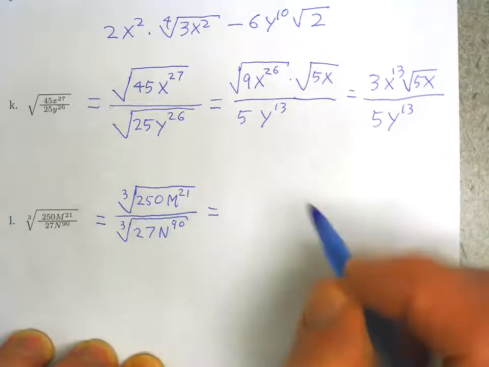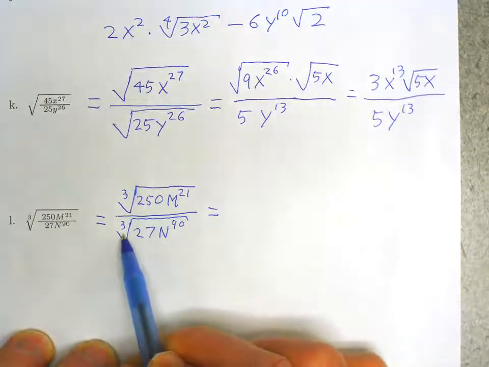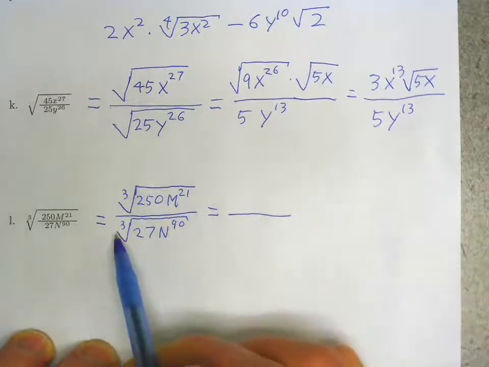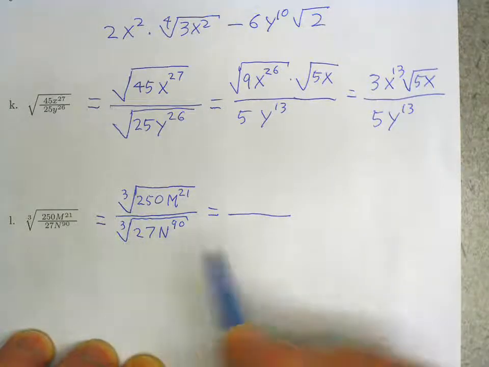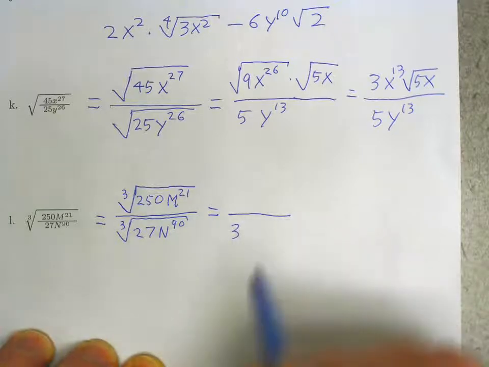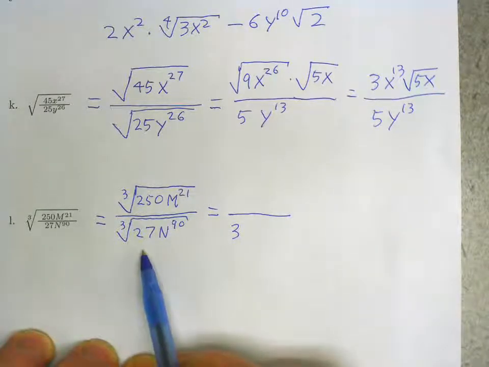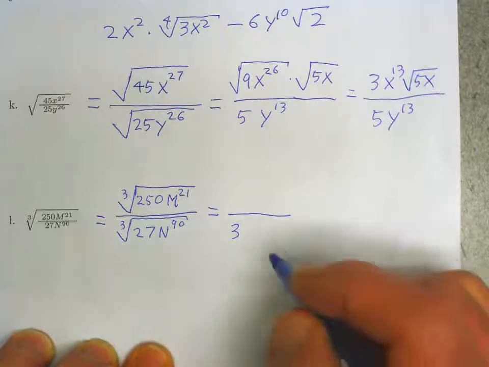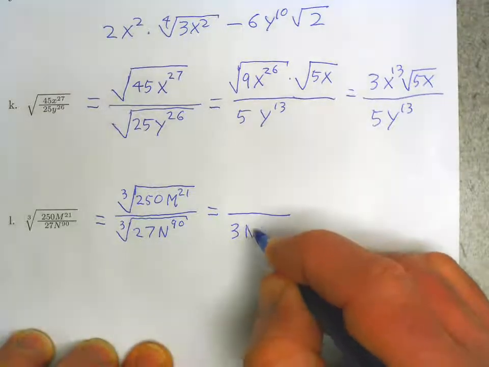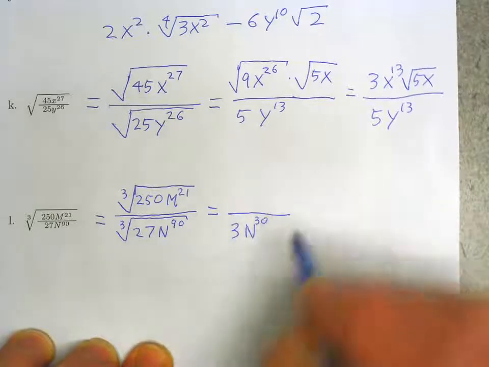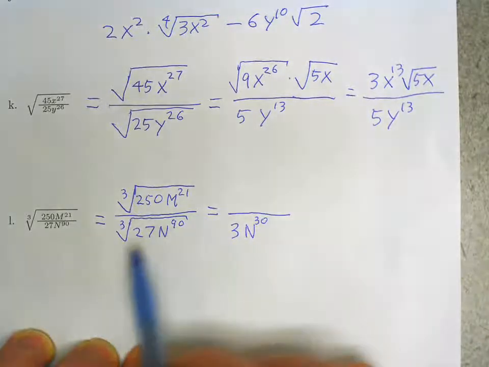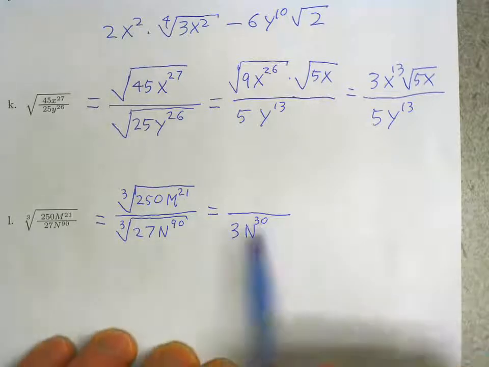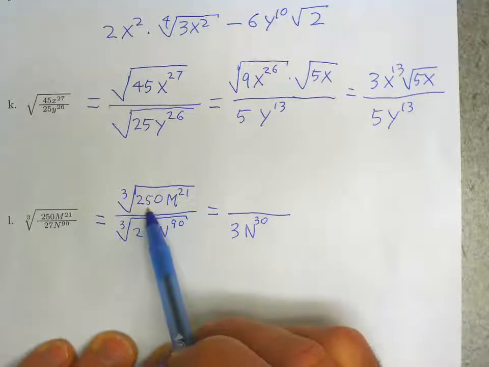The denominator simplifies nicely because the cubed root of 27 is 3. That means 3 to the 3rd is 27. The cubed root of n to the 90th is n to the 30th, because the exponent 90 divided by the index 3 is 30. And in the numerator, we have a little more work to do.